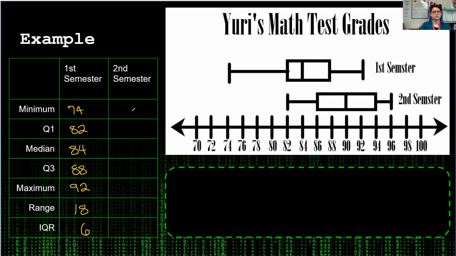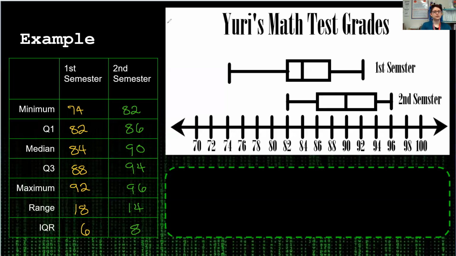Let's look at data for semester 2. The minimum is 82. Q1 is 86. Median is 90. Q3 is 94. Maximum is 96. The range is 14. And the IQR is 8.